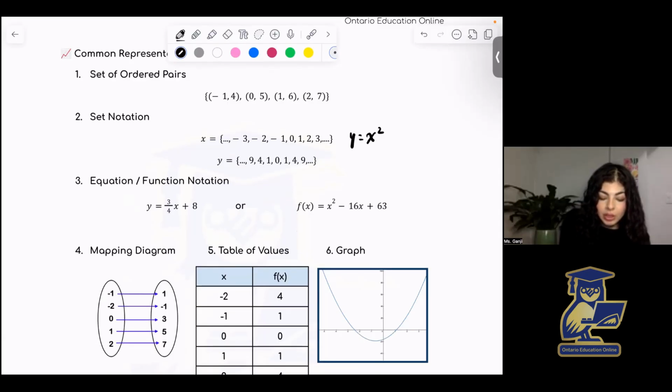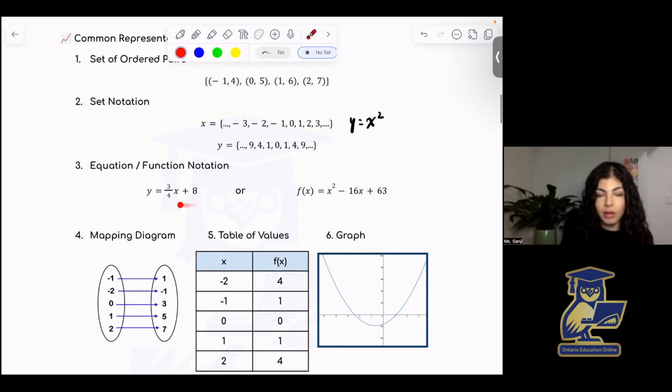The next representation is just our equations that we've been seeing, and that also is called function notation. So whenever we have y or f of x, which is our output value, equal to an algebraic expression using our input variable, which is x in many cases, but not always. And that would just be our regular equations that we've seen.